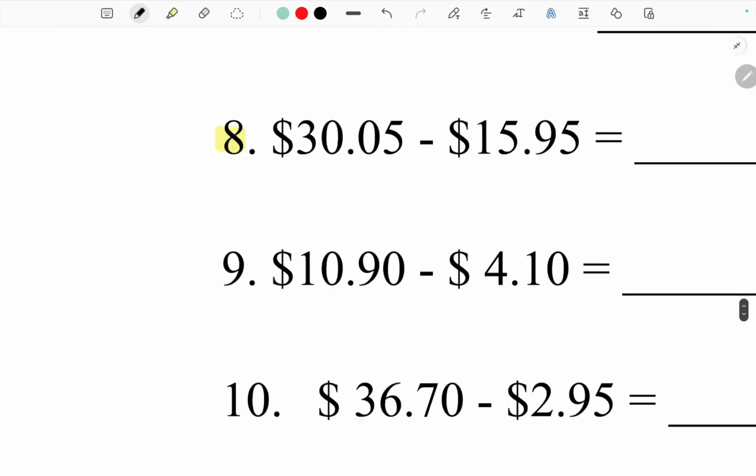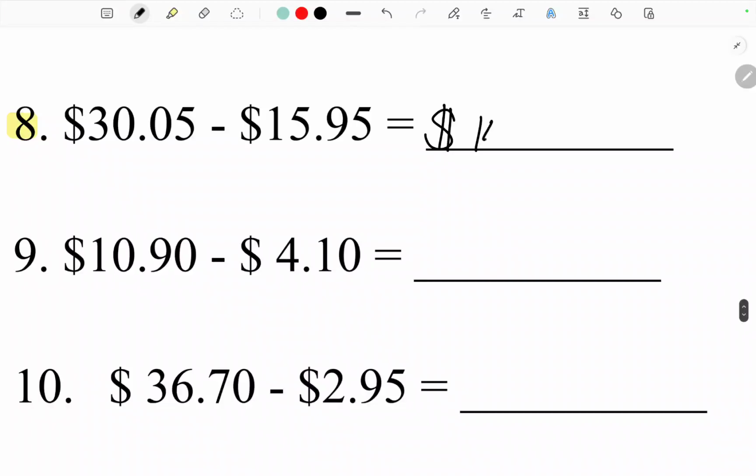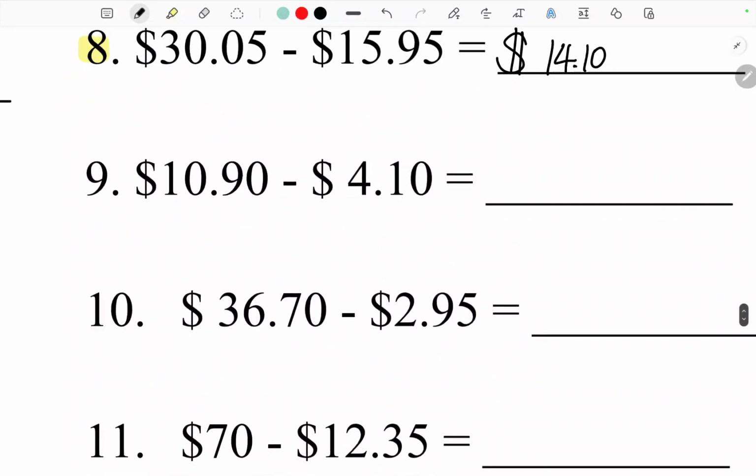Number 8. 30.05 subtracted by 15.95. Okay, 5 minus 5 is 0. This becomes 29. You get 10. 10 minus 9 is 1. Don't forget to bring down this decimal point. 9 minus 5 is 4. 2 minus 1 is 1. So this becomes $14.10.